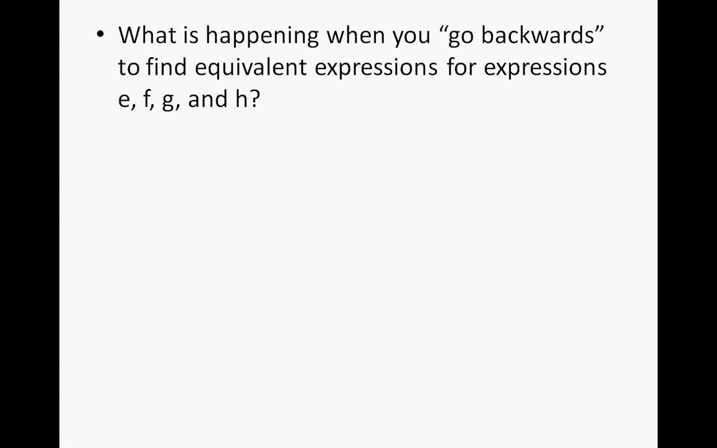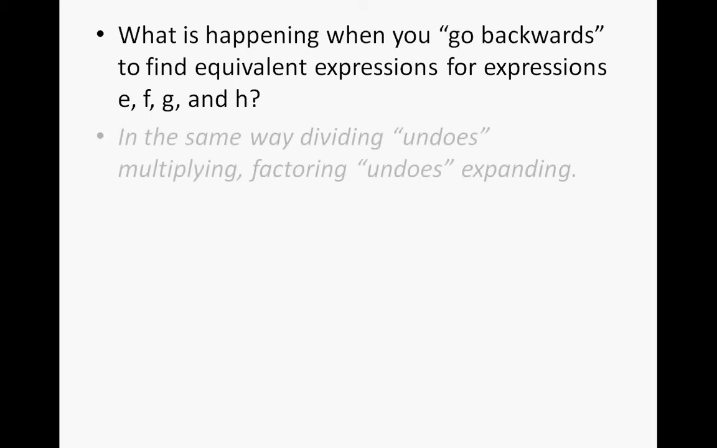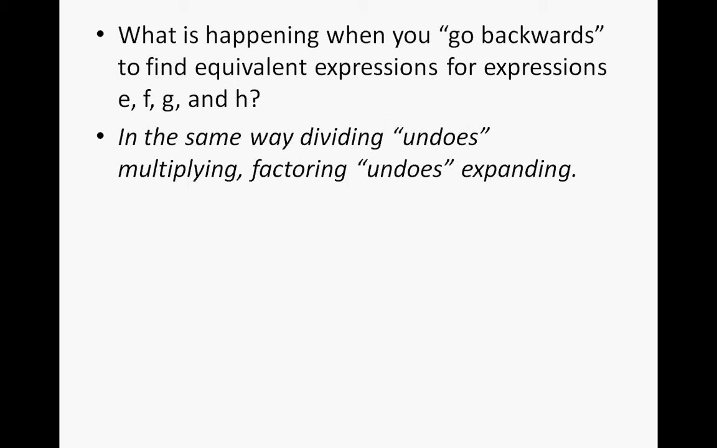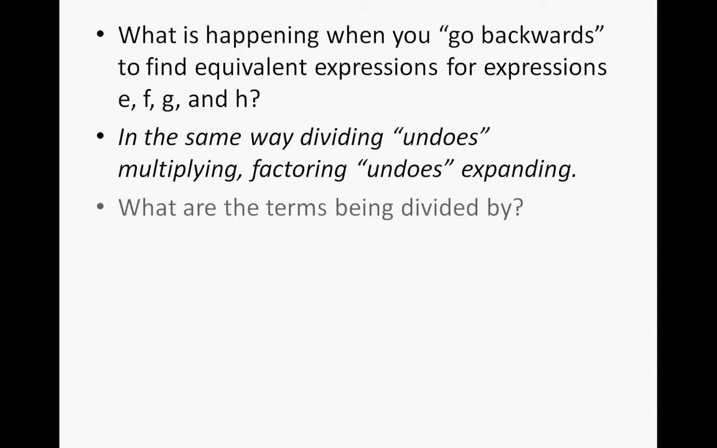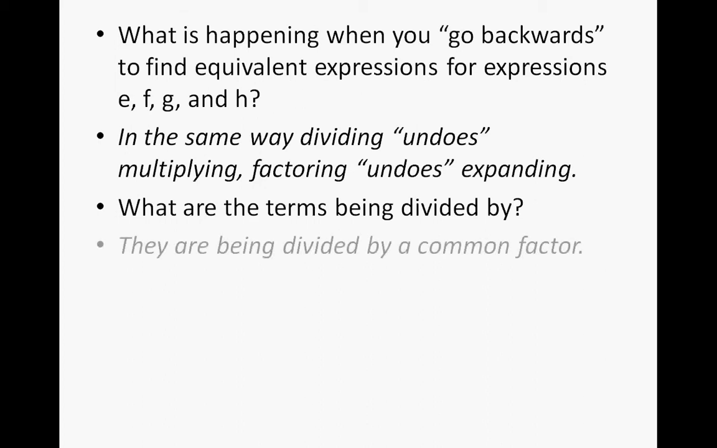So what is happening when we go backwards to find equivalent expressions for the expressions in E, F, G, and H? Well, in the same way dividing undoes multiplying, factoring undoes expanding. So what are the terms being divided by? Well, they're being divided by a common factor.